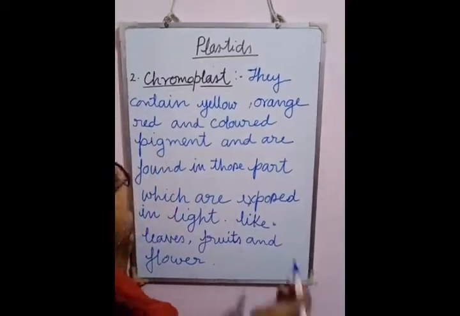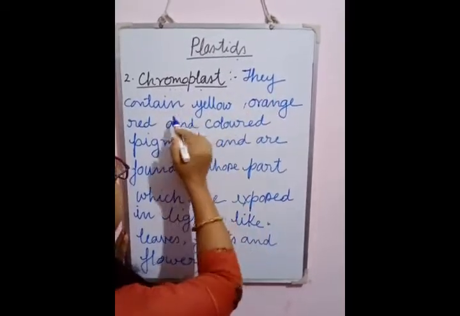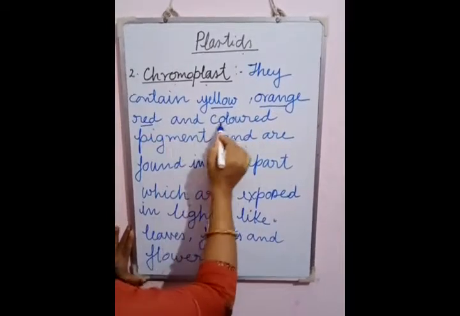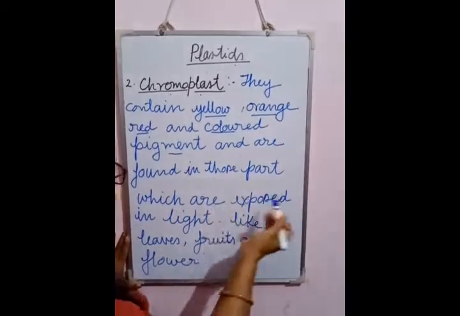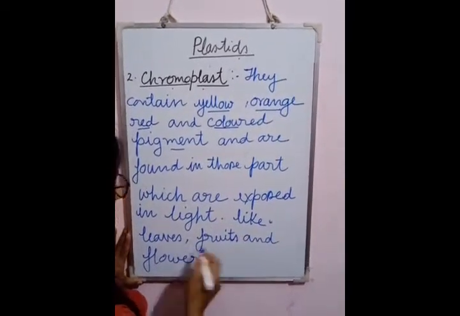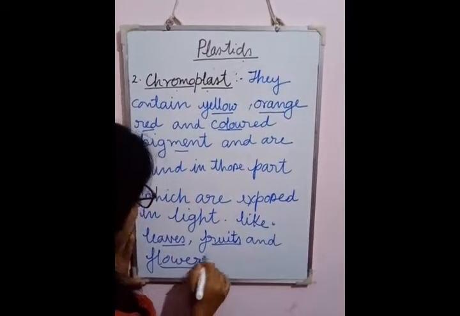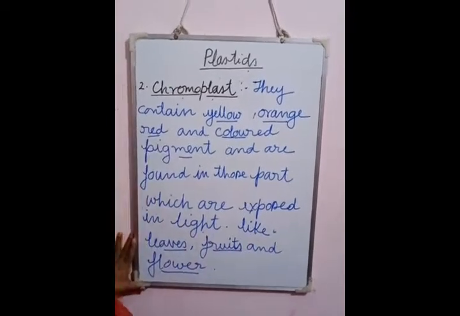Then another kind of plastid is the chromoplast. They contain yellow, orange, red and other colored pigments and are found in those parts which are exposed to light, like leaves, fruit and flowers.